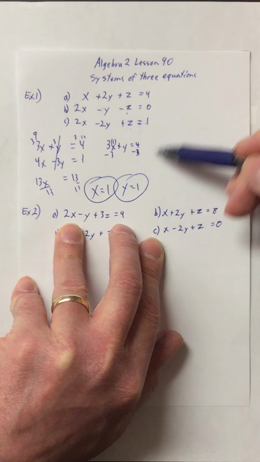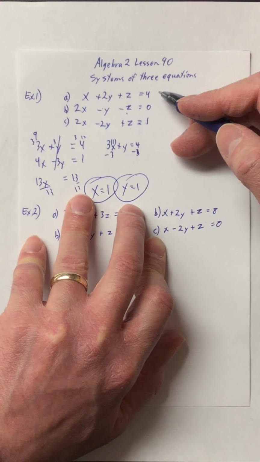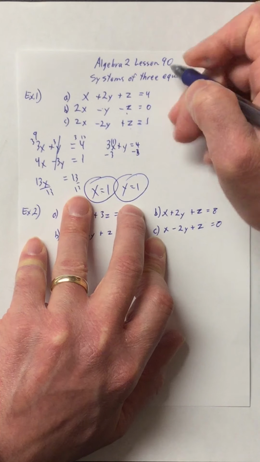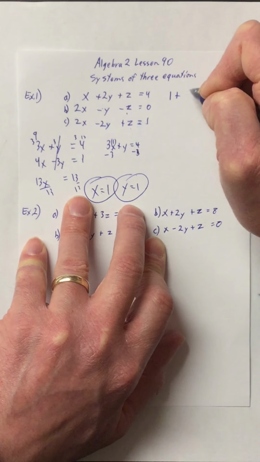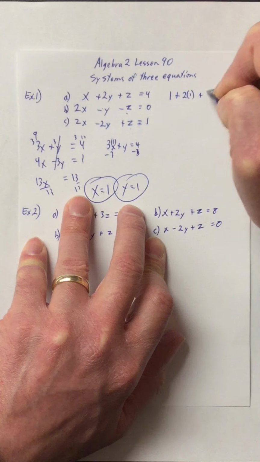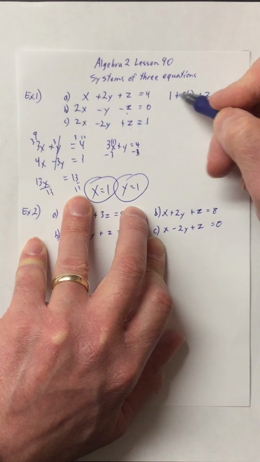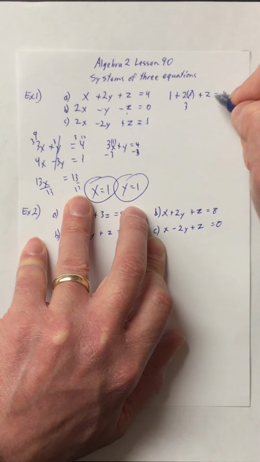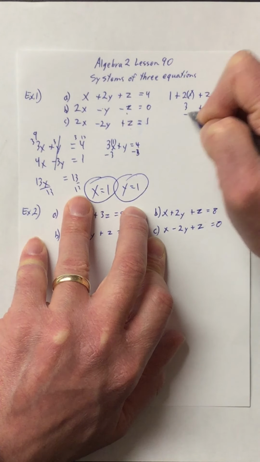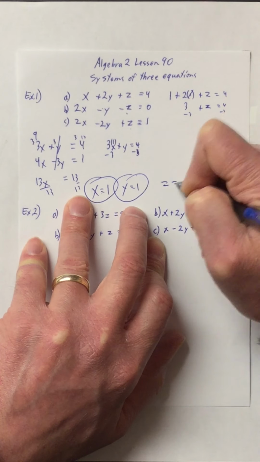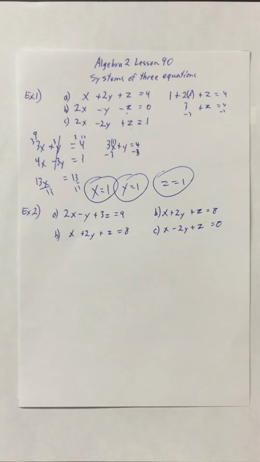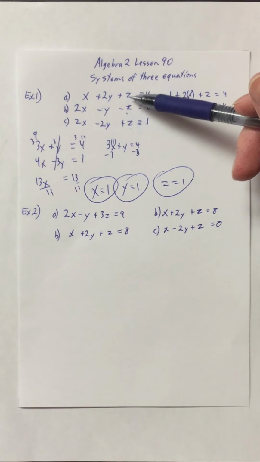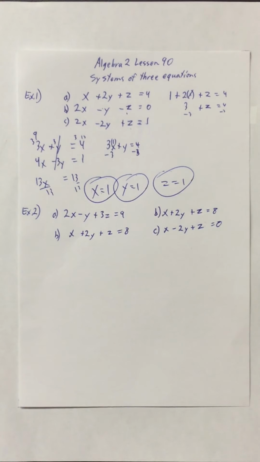Now that I have two of those, I come back to my initial equations and I need to find out what z is. Let me pick this top one here. So my x value is 1, plus 2 times 1, plus z is equal to 4. So 1 plus 2 is 3, so 3 plus z equals 4. Subtract 3, subtract 3. Z is also equal to 1 for my first example problem. To unlock it, the first thing is to take the first two equations and cancel one variable, and then the second two and cancel one variable.